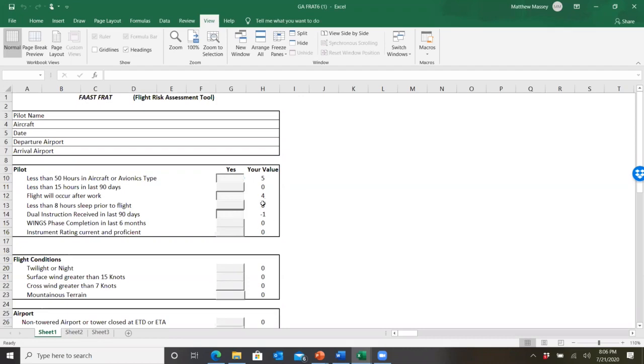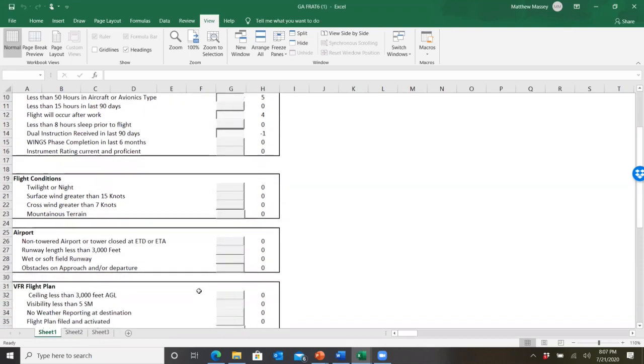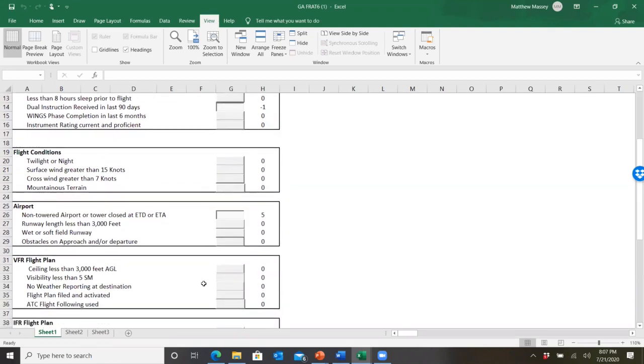And notice that that's a negative value. So that's giving us a risk control value here, and it's going to lower our risk because we've received that instruction. Let's say no, we didn't do wings, and no, we don't have an instrument rating. Let's say no, it's not night, it's still day. Winds are okay, they're calm. But maybe we're gonna fly to non-towered airports. And no, let's say it's dry, we've got good weather. But non-towered airport, there's no weather reporting.